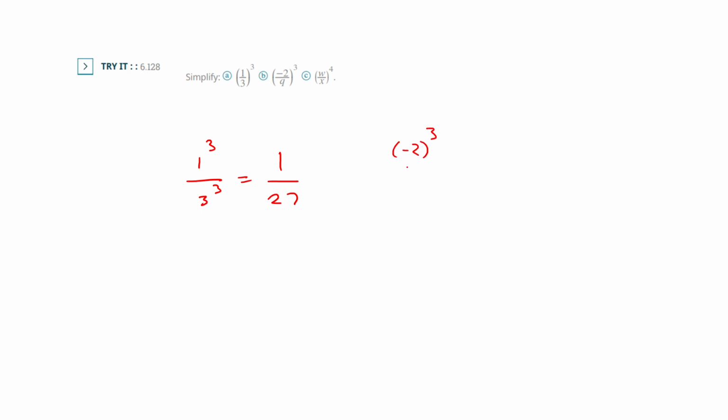Negative 2 to the 3rd. Now, I wanted to make sure you saw that all of the negative 2 is being taken to the 3rd. The negative is being included. So that would be negative 8 over q to the 3rd. I'm giving the 4th power to the top and the bottom, and I would get that.